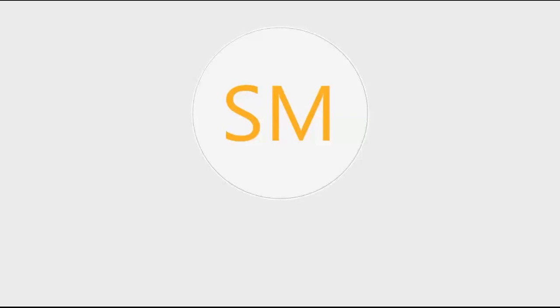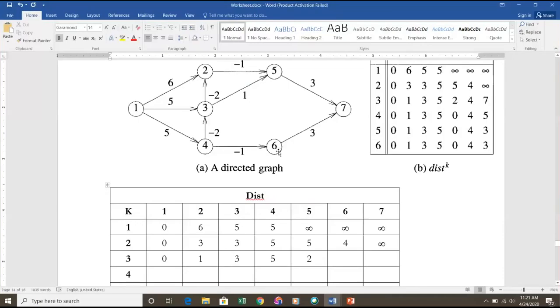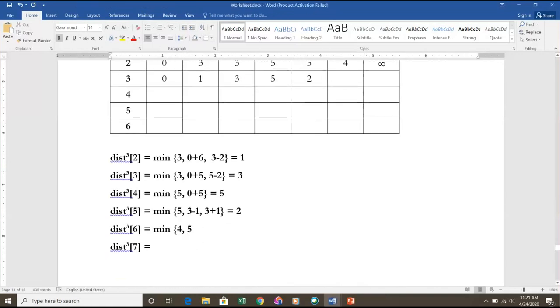Distance of 6. Once again the same formula. Write the previous value of 6. Previous value of 6 is 4. And see which are the edges incident on 6. On 6 only one edge is incident. That edge is this one from 4 to 6. What is the previous value of 4? Previous value of 4 is 5. 5 minus 1 is equal to 4.